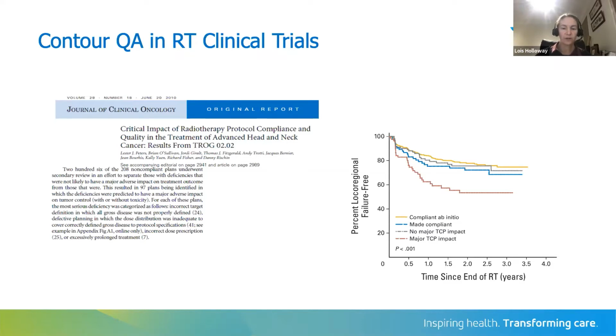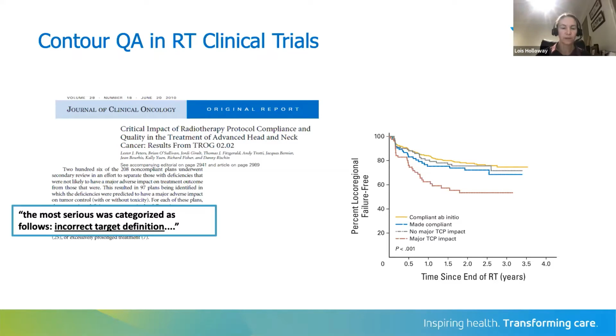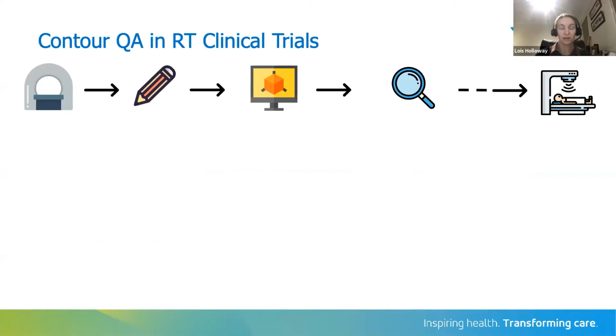So on this graph, you can see the red curve at the bottom, and these were the instances where the protocol was not followed, and these patients didn't do anywhere near as well as the patients where the protocol was followed. And within this study, one of the most serious protocol breaches was incorrect target definition. The practicalities of actually assessing target definition, or how we define our volumes within clinical trials, can be incredibly time consuming.